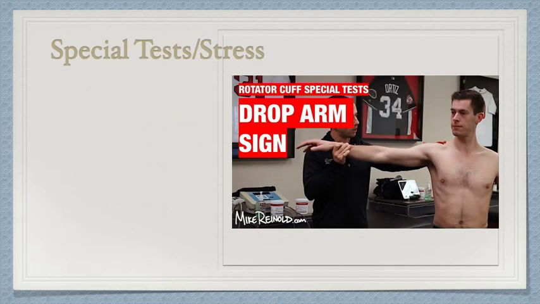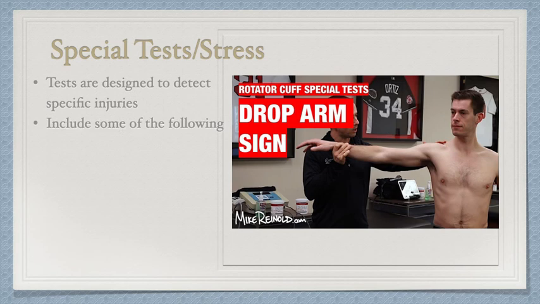The next area is special tests or stress tests. The picture is showing a drop arm test for the rotator cuff. It's just one of many types of special tests or stress tests. These tests are designed to detect specific injuries. So that test in the picture is for a rotator cuff tear or a strain. There are many, many different types of special or stress tests. They include some of the following types of tests we do.